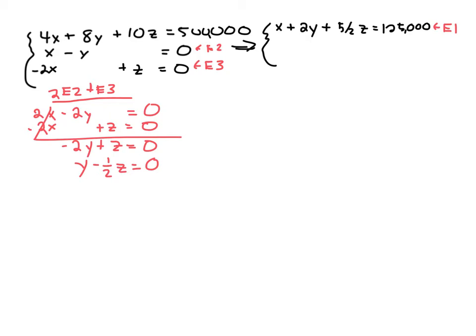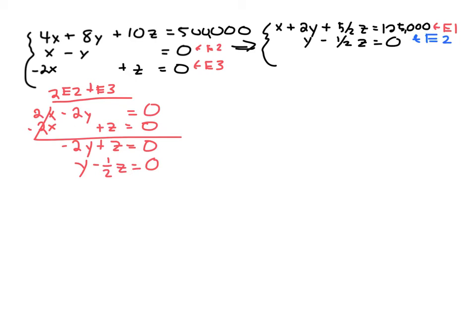So let's go ahead and write that up top. Y minus, let me write it underneath the previous y. So y minus 1/2 z equals 0. Okay, this is my new equation 2.